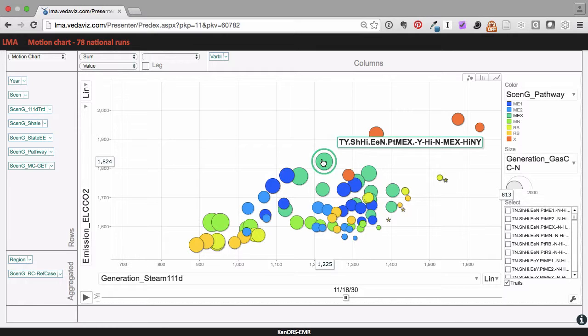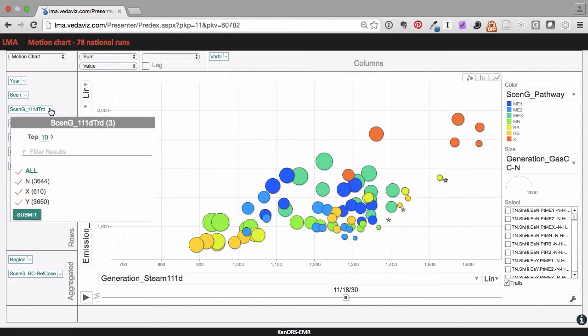Now, the scenario grouping function is highly useful for controlling what you see on the screen. We have a grouping for each of the policy and uncertainty dimensions we assessed in this study, along with one combination. You'll see them listed over here. The scenario group from 111D trade is whether states are complying individually or engaging in interstate compliance trade. So trade no is individual state compliance, trade yes is interstate compliance trade, and trade X is for the no CPP scenarios, the business as usual scenarios.